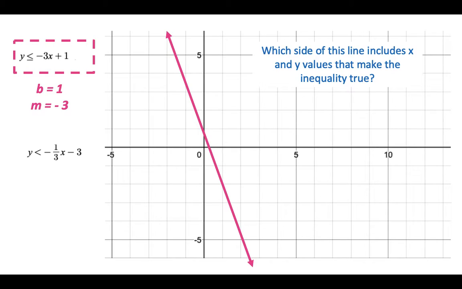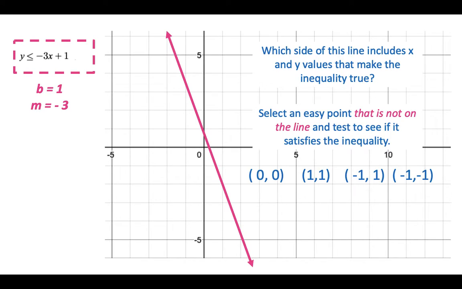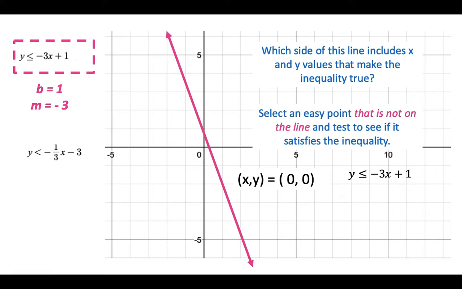The thing we just need to do is test a point. So we need to select an easy point, however, a point that is not on the line, and test that to see if it satisfies the inequality. These are some examples of some of the points that you could test. You will find that I always test the point 0, 0 if I can. The only time I wouldn't choose the point 0, 0 would be if 0, 0 was actually on the line. So let's go ahead and try that.